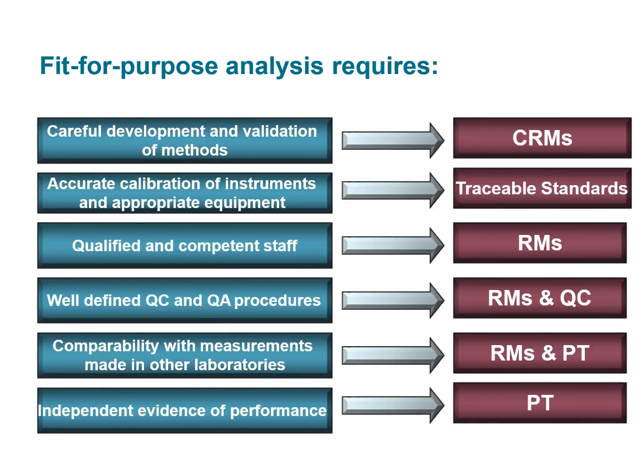So class, here are a few definitions. In the analysis we will use CRM, which is certified reference material, basically for the careful development and validation of the method. It is a traceable standard used for accurate calibration of instruments and appropriate equipment, while reference materials are used by qualified and competent staff. Reference materials and QC, by purpose, will be the well-defined QC and QA procedures. RMs and PT, which is reference material and PT, is basically to compare the measurements made in other laboratories. So a PT scheme is basically an independent evidence of the performance.